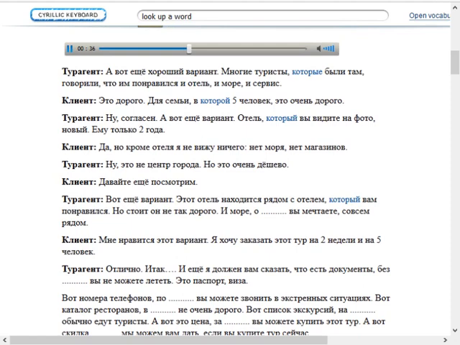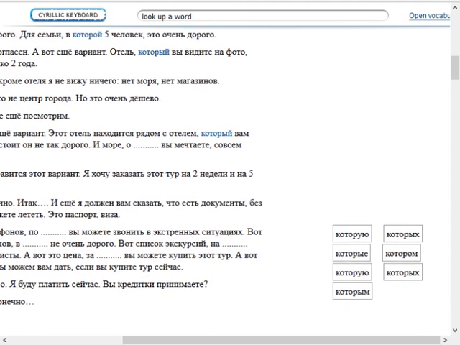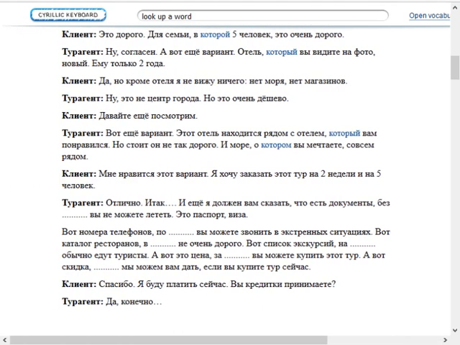Но стоит он не так дорого. But it's not expensive. И море, о котором вы мечтаете, совсем рядом. And the sea, о котором вы мечтаете, совсем рядом. So, and the ocean, of which you dream, is nearby.